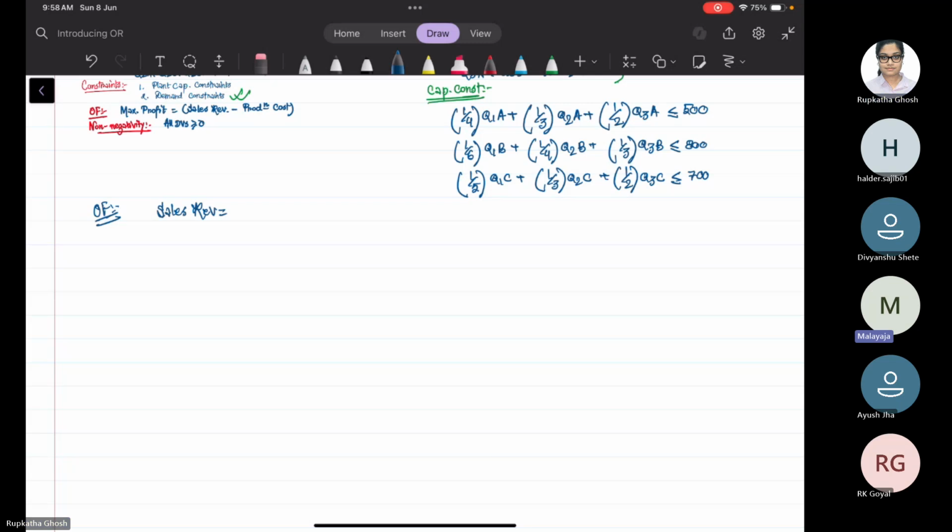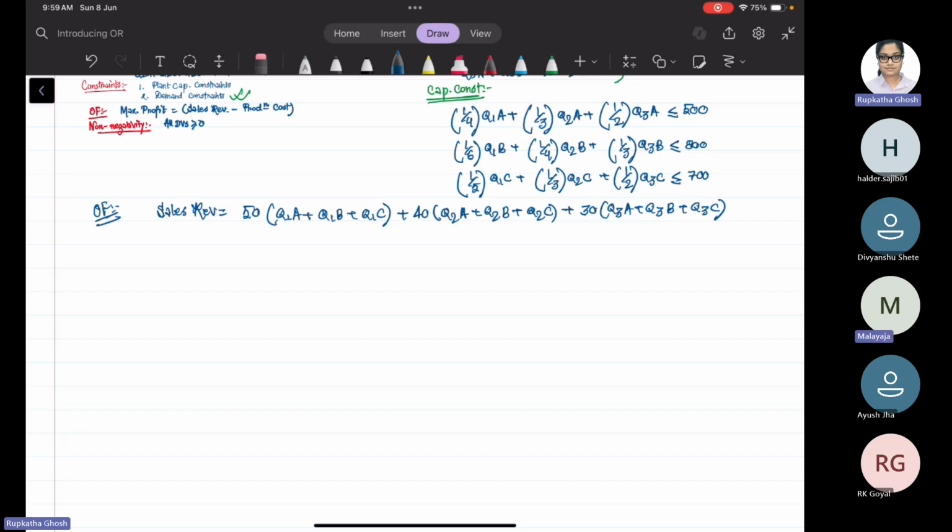50 times Q1A plus Q2A plus Q3A, and Q1B. 50 rupees is the selling price of product 1, right? Yes, very good. So 40 times Q2A, Q2B, Q2C, plus 30 times Q3A plus Q3B plus Q3C. Okay, so this is your sales revenue.